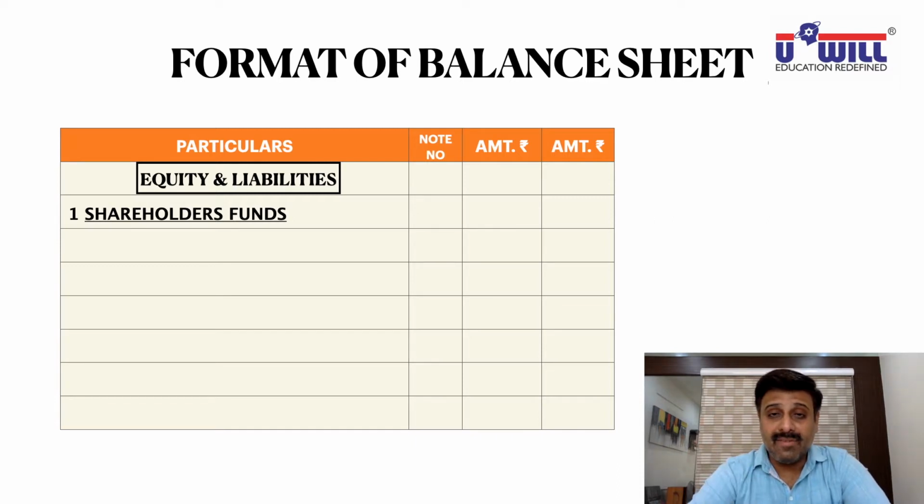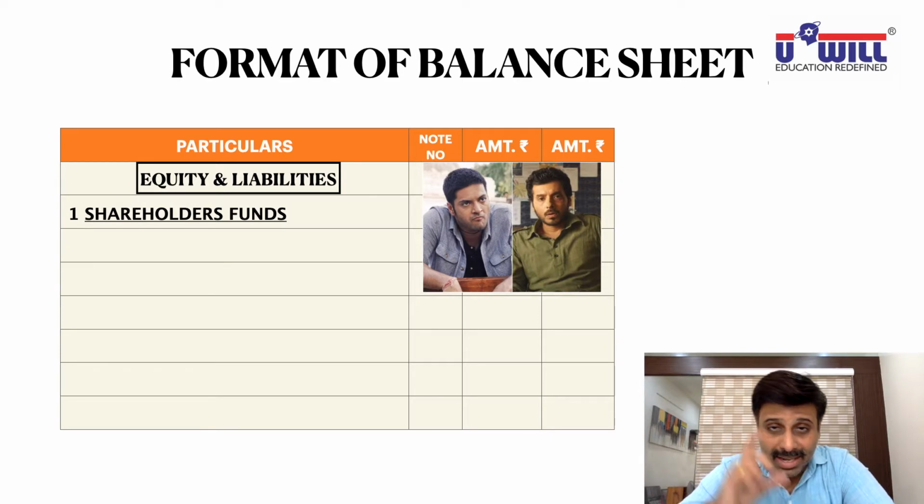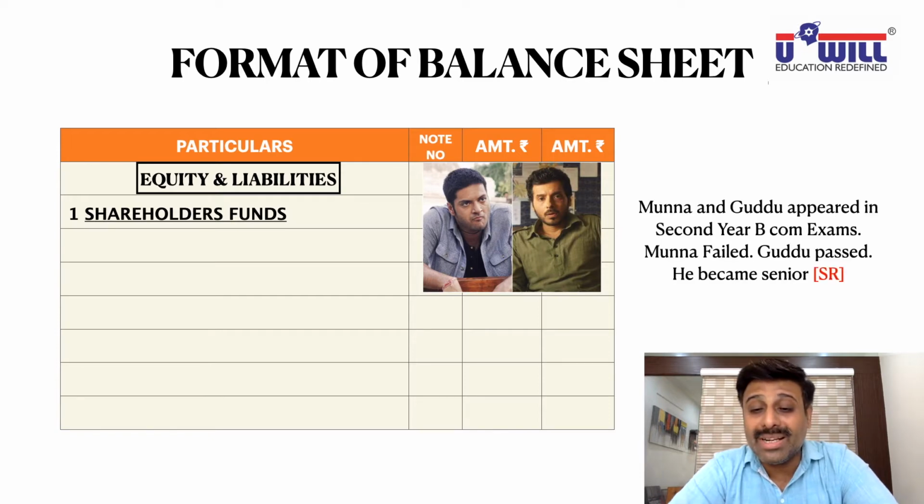Now listen, everyone, we will be making a story to understand the contents within these 5 headings. So within shareholders funds, which items are recorded, understand it with the help of a story, and all of you are supposed to write that story. Okay, these are very famous characters, you all must have seen them: Guddu Bhaiya and Munna Bhaiya. So Guddu and Munna, you remember the story with the help of these characters, entire characters of Mirzapur. Munna and Guddu appeared in second year BCom exams, like you people.